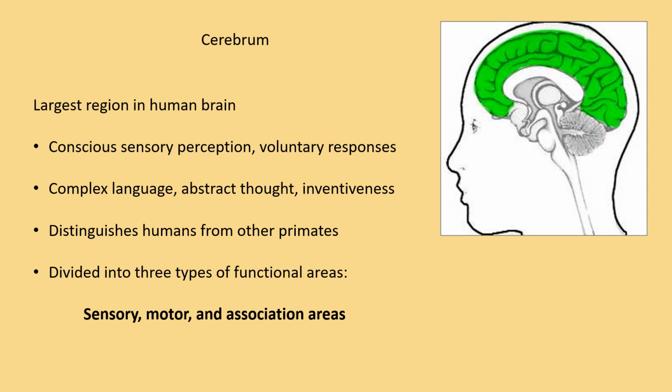So the cerebrum is divided up into functional areas. What type of processing or what type of information is each region of the cerebrum in charge of? And so we have sensory areas, motor areas, and association areas. And I'll take you through specific examples of each.